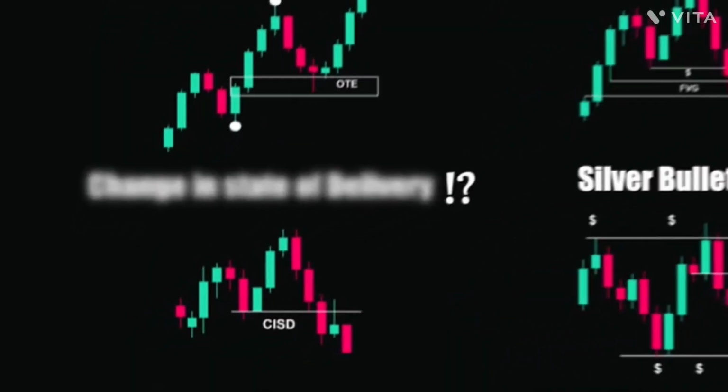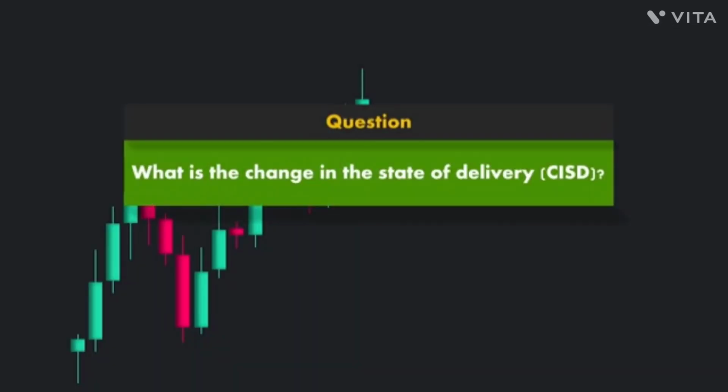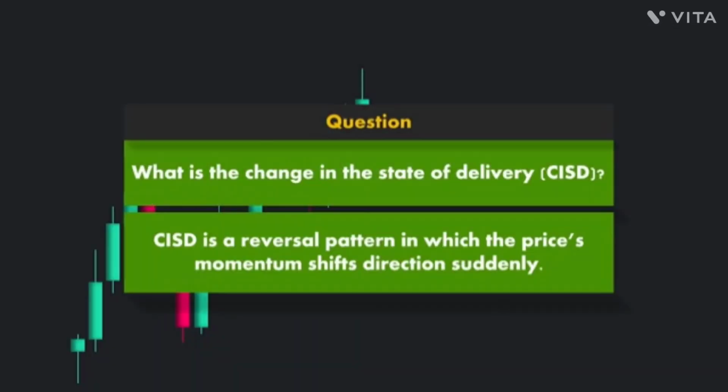Next, we have the powerful concept of change in the state of delivery. So, what exactly is the change in the state of delivery? CISD is a reversal pattern in which the price's momentum shifts direction, suddenly signaling a potential reversal.